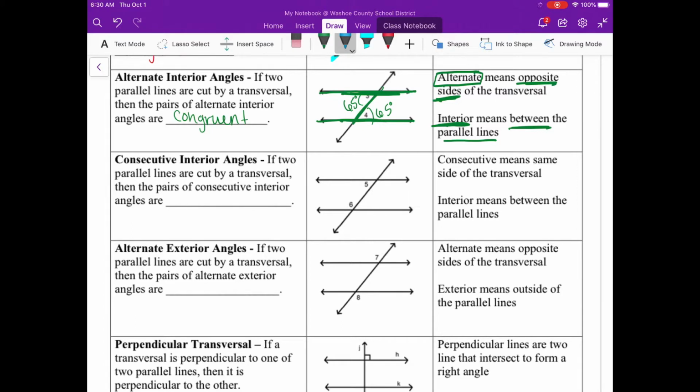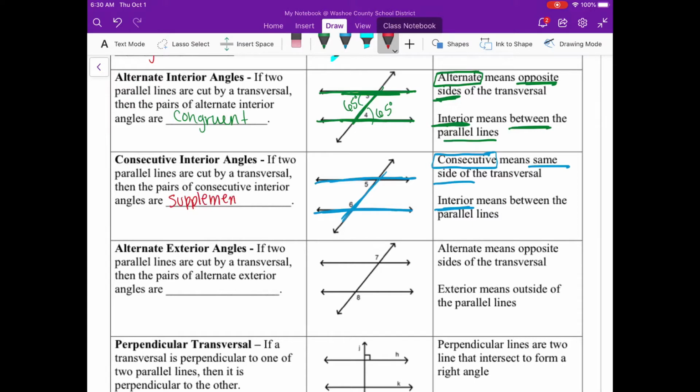Next, we have consecutive interior. And anytime you see the word consecutive, that's going to mean on the same side of the transversal. So alternate means opposite, consecutive means the same. If you memorize that part, the rest should be pretty simple. So consecutive, they are both on the same side. So in this case, 5 and 6 are on the same side. They're on the left of my transversal. And interior, again, means between the parallel lines. So I'm staying within my parallel lines in the middle area. That's what interior means. So in this case, consecutive interior angles are going to be supplementary.